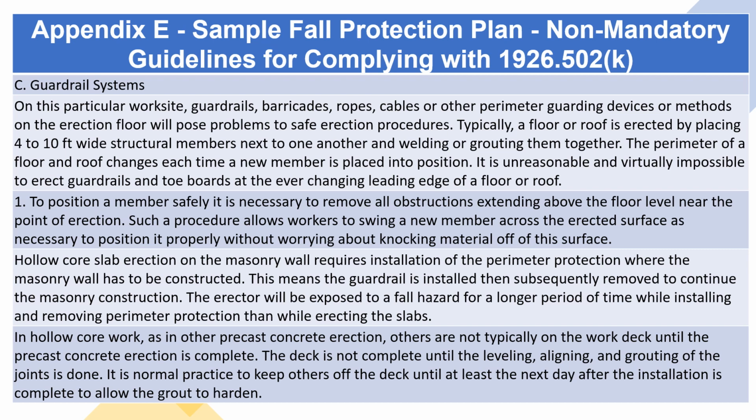Hollow core slab erection on the masonry wall requires installation of the perimeter protection where the masonry wall has to be constructed. This means the guardrail is installed then subsequently removed to continue the masonry construction. The erector will be exposed to a fall hazard for a longer period of time while installing and removing perimeter protection than while erecting the slabs.